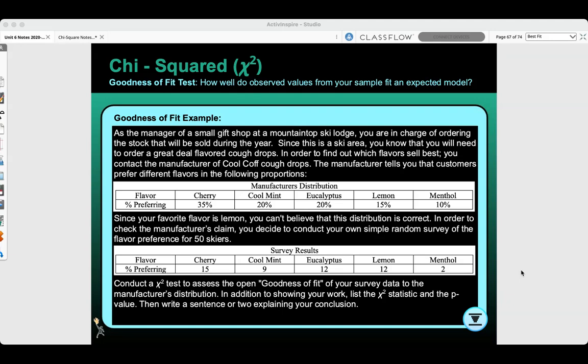Since your favorite flavor is lemon, you can't believe that this distribution is correct. In order to check the manufacturer's claim, you decide to conduct your own simple random survey of the flavor preference of 50 skiers. And your results are in the table below. Conduct a chi-square test to assess the goodness of fit of your survey data to the manufacturer's distribution. In addition to showing your work, list the chi-square statistic and the p-value. Then write a sentence or two explaining your conclusion.